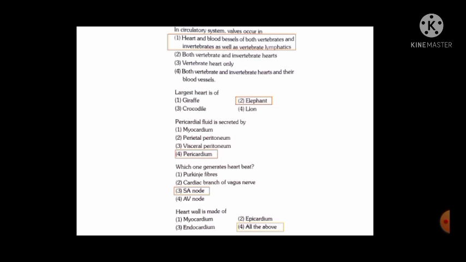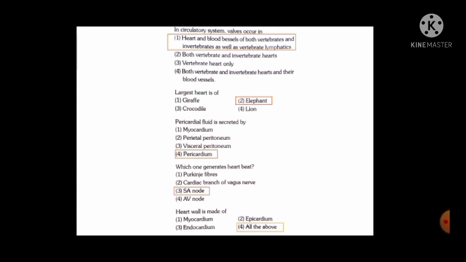The circulatory system valves occur in heart and blood vessels of both vertebrates and invertebrates, as well as vertebrate lymphatics. For the prevention of backward flow of blood, there is presence of valves in this system. Largest heart is of elephant.